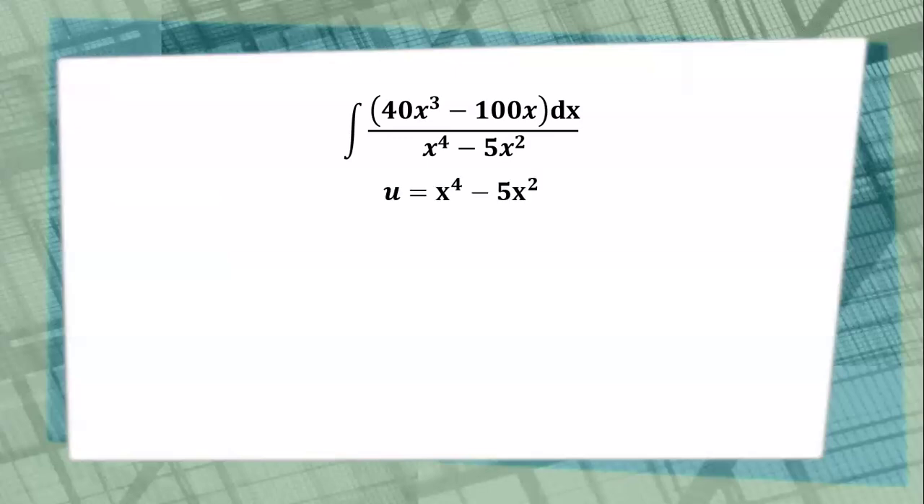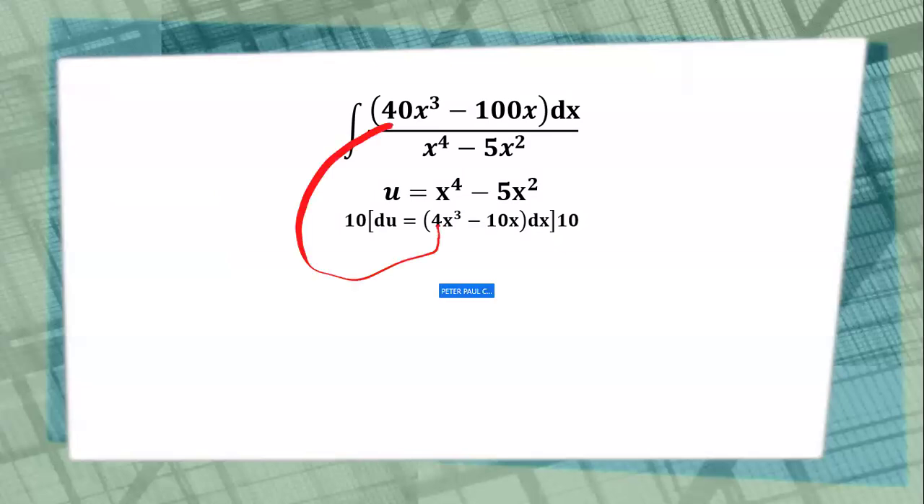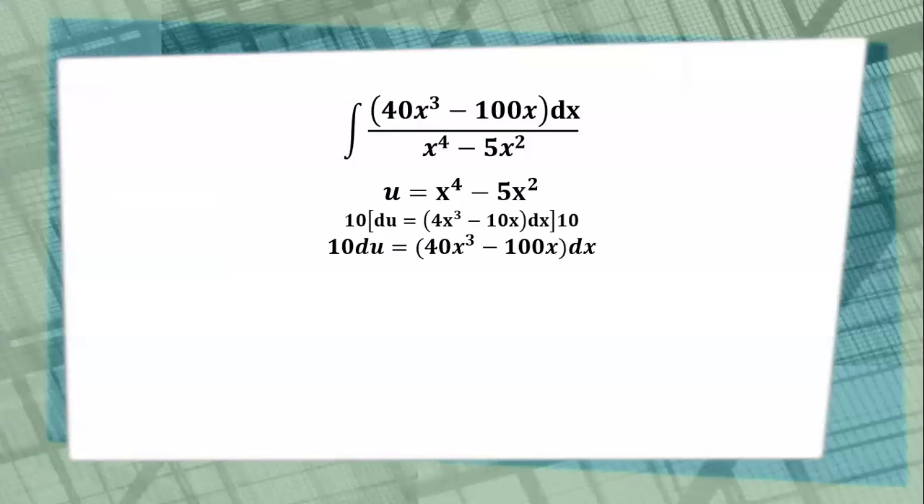So we have a u function, which is x to the fourth minus 5x squared. The derivative is 4x cubed minus 10x dx. But since 4 is somehow related with 40 and 10 is related to 100, we need to multiply an integrating factor, which is 10, so that it becomes 10 du, 40x cubed minus 100x dx, which is our numerator.